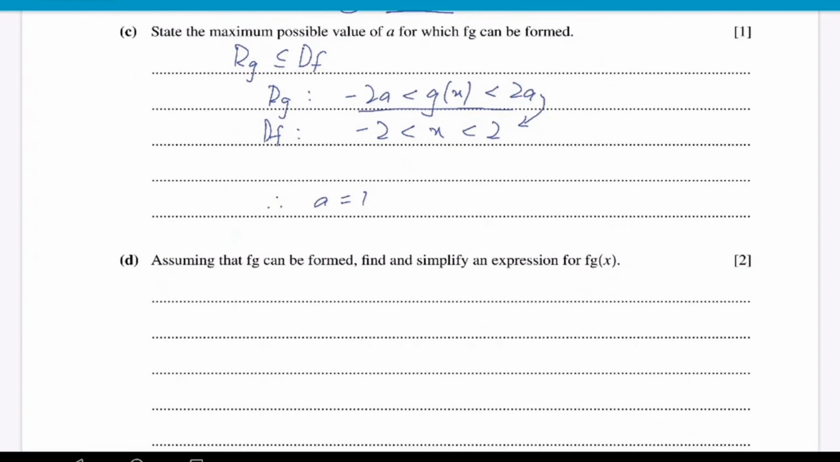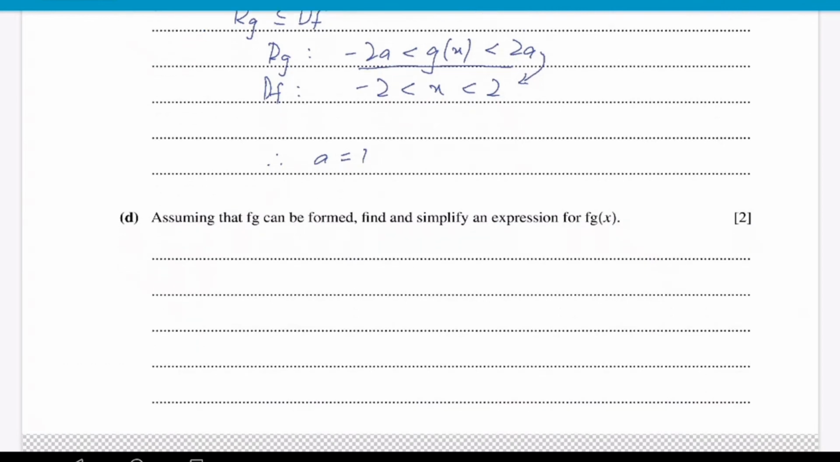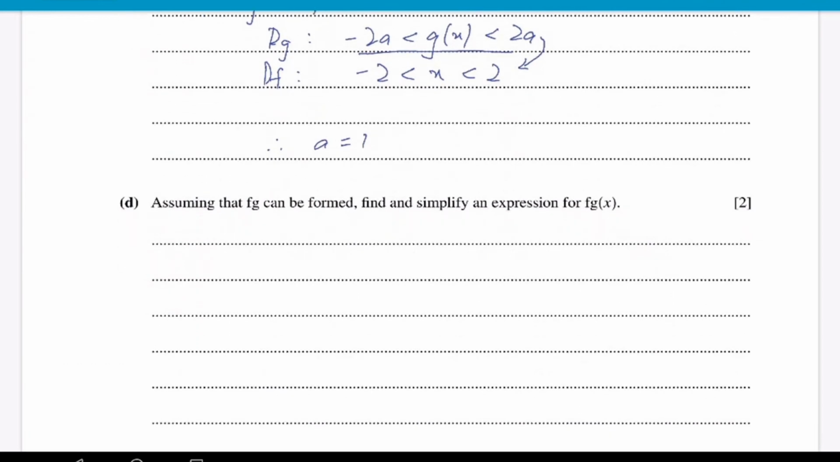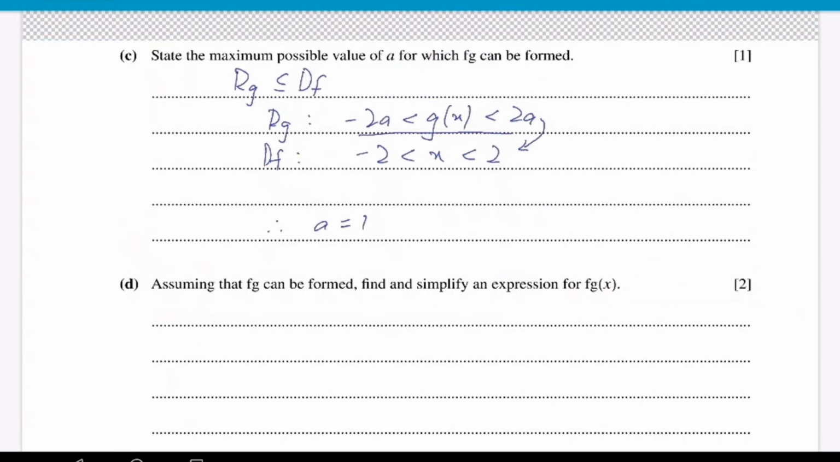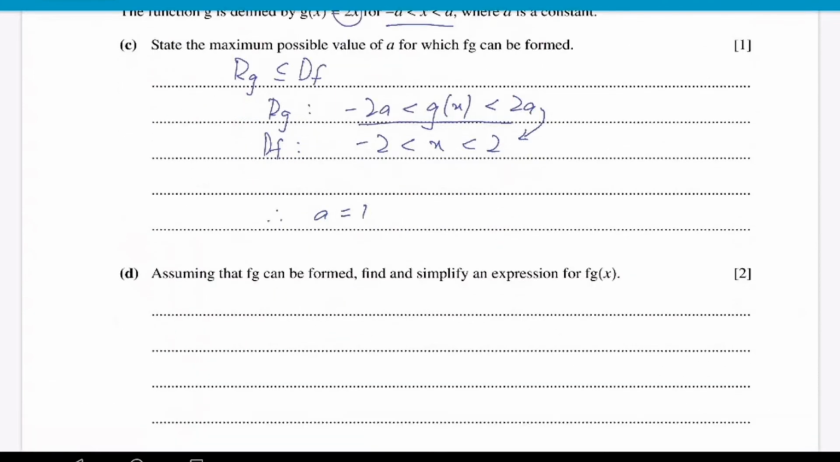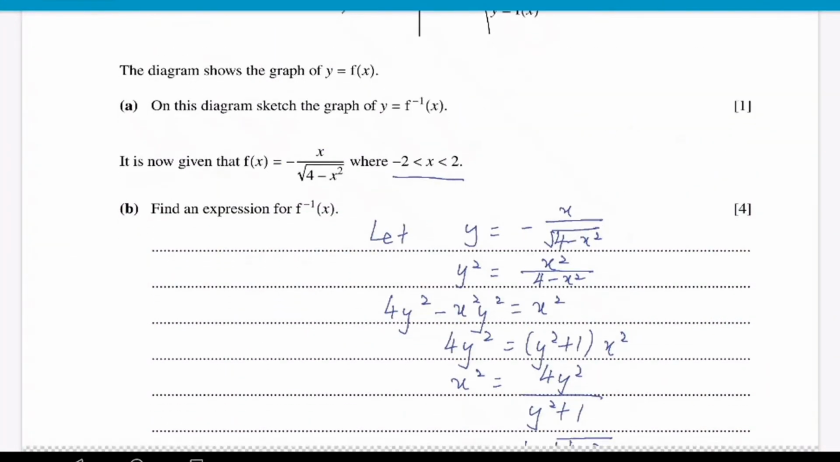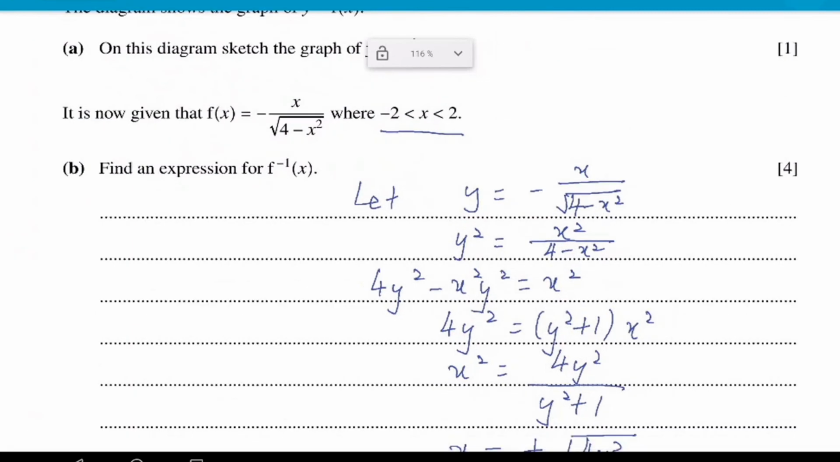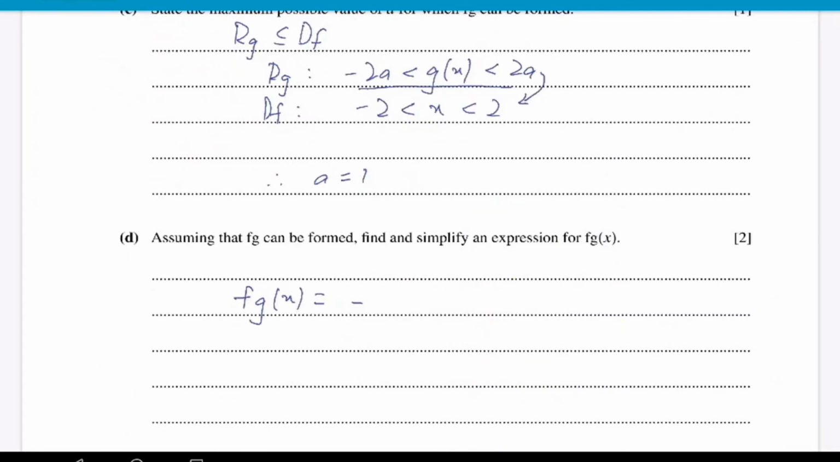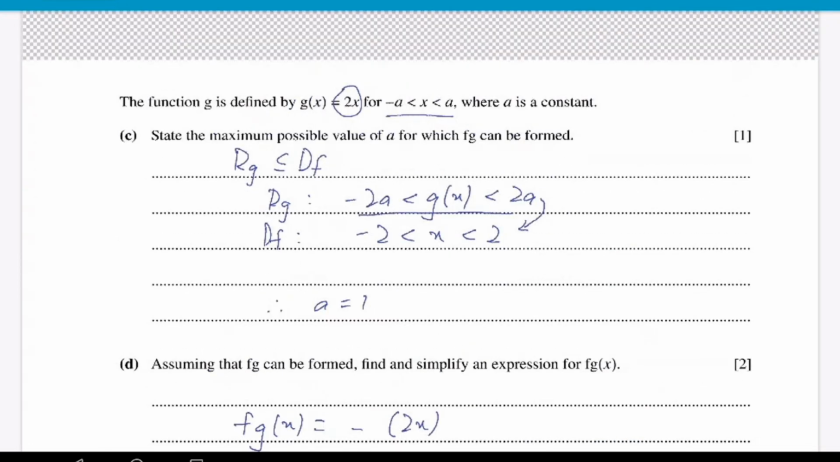What is the last part? Assume that fg can be formed. Find and simplify an expression for fg(x). So it's to put g(x) into f(x) here. Our f(x) is this expression, negative x over the square root of 4 minus x squared. So we put in the x, which is 2x, for our g. Yes, g(x) is 2x.